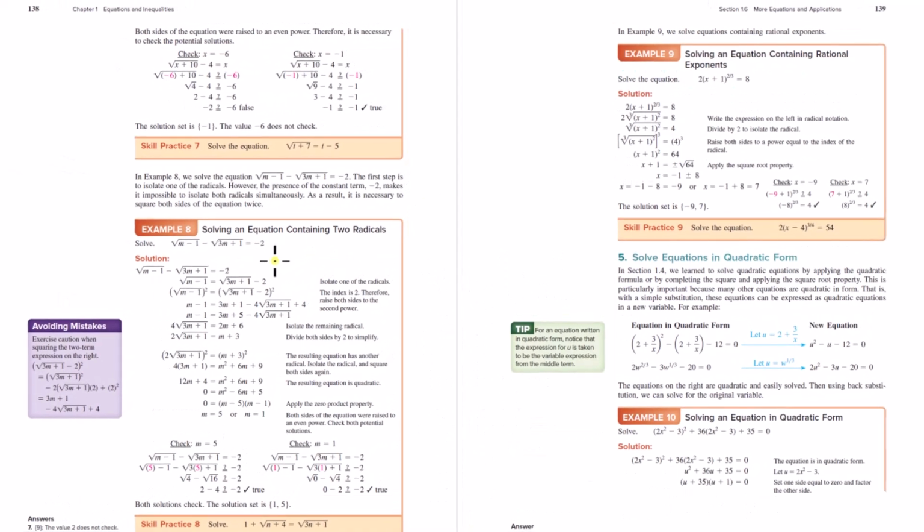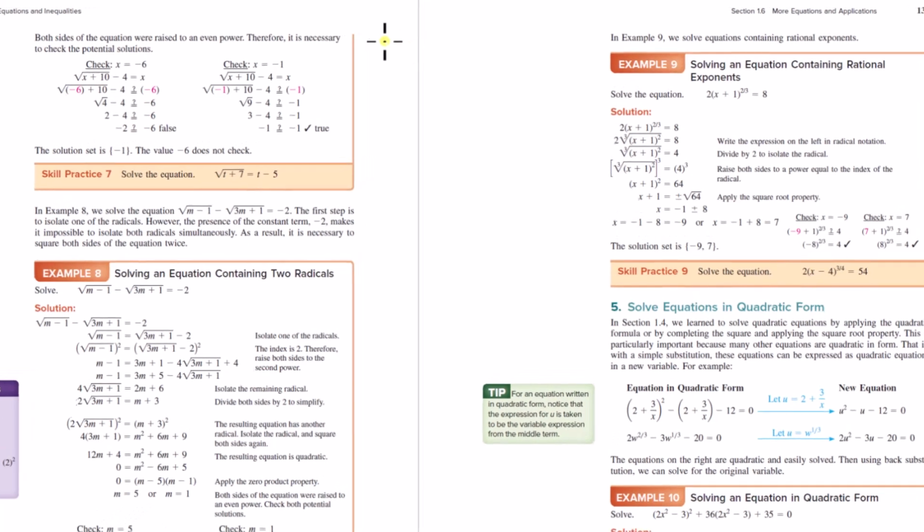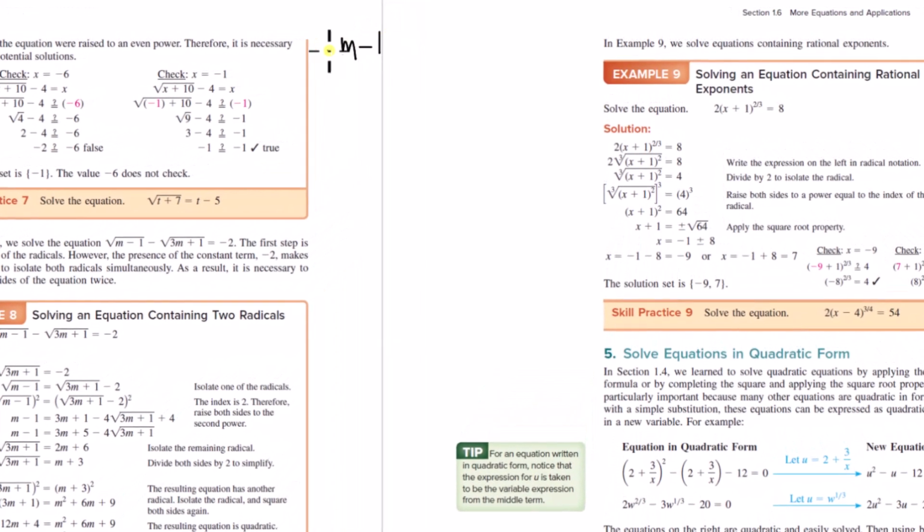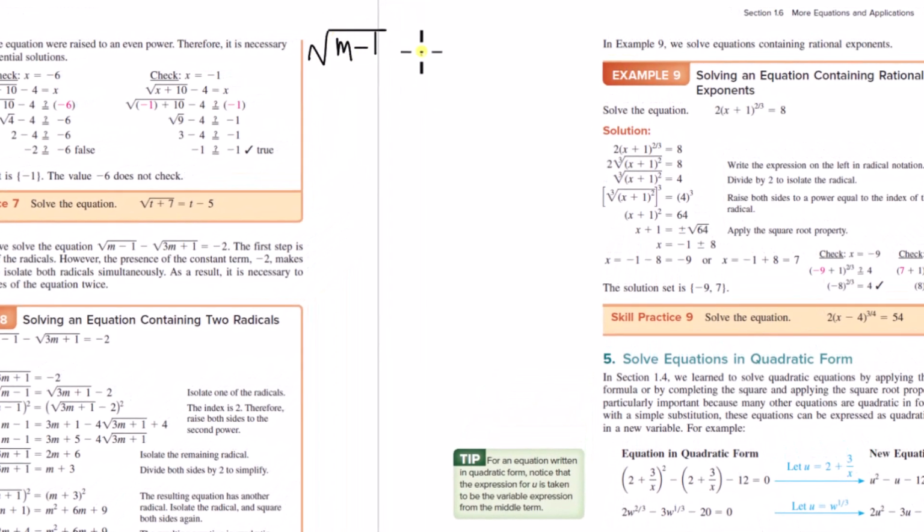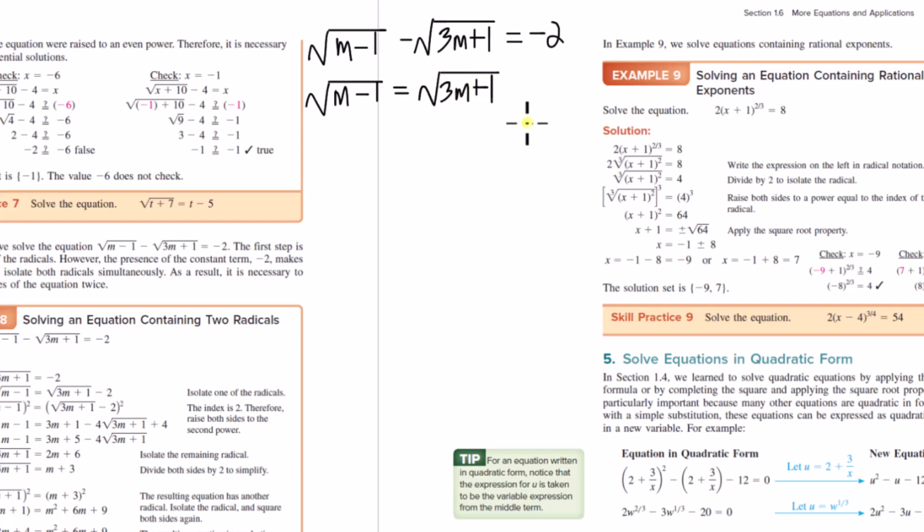Okay, now let's see. Next, let's look at an example like this, with two radicals, is equal to -2. So with two radicals, we just start by isolating one of the radicals. So, okay, now we square both sides.